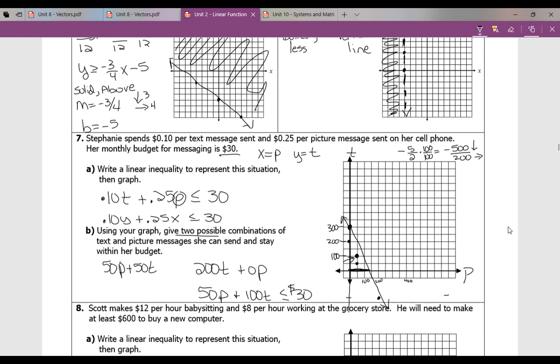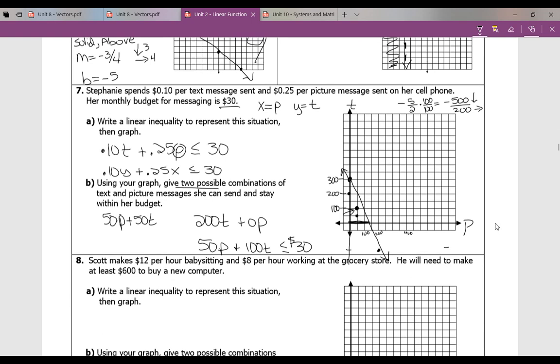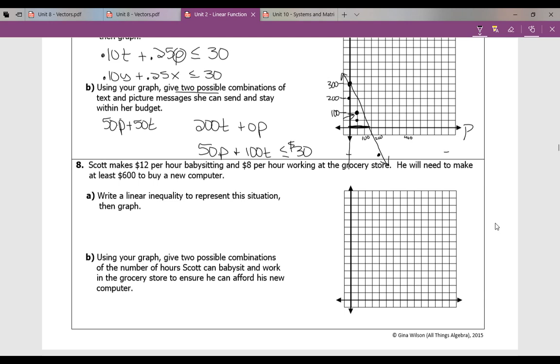The next one may not be as bad. The numbers may not be as bad. So number 8, Scott makes $12 per hour babysitting and $8 working at the grocery store. He needs to make at least $600 to buy a new computer. Okay, so 12 hours babysitting plus 8 hours at the grocery store, and he has to have at least $600. If he makes more, great, but he can't make $500 because he won't have enough to buy his computer.